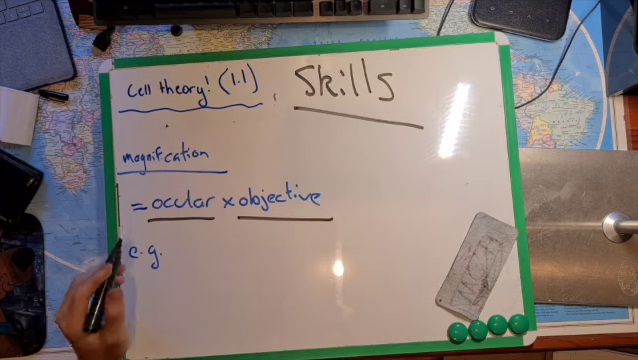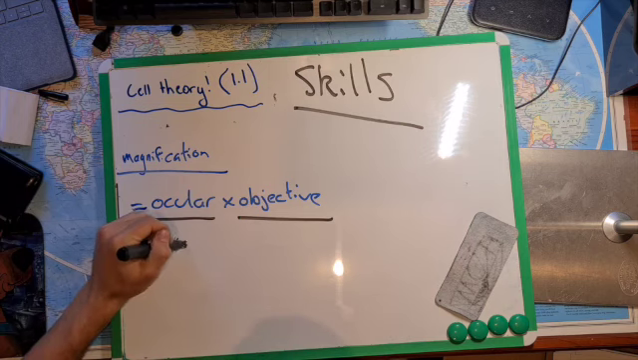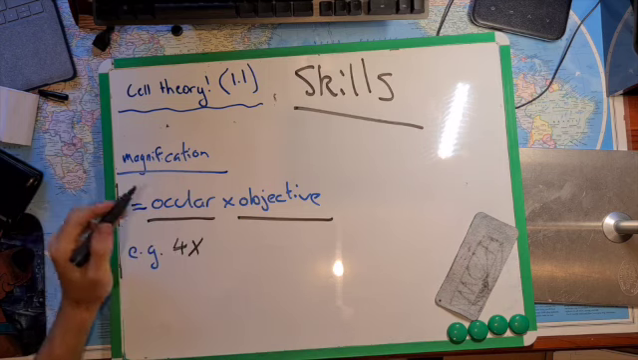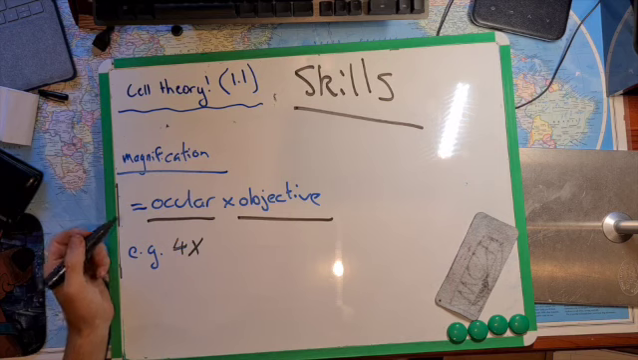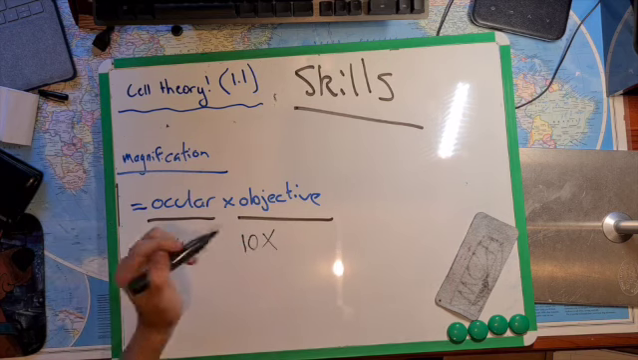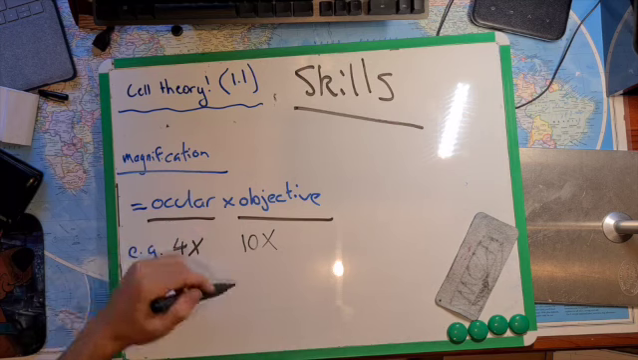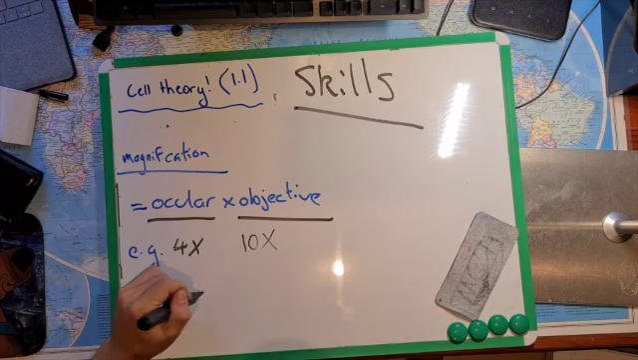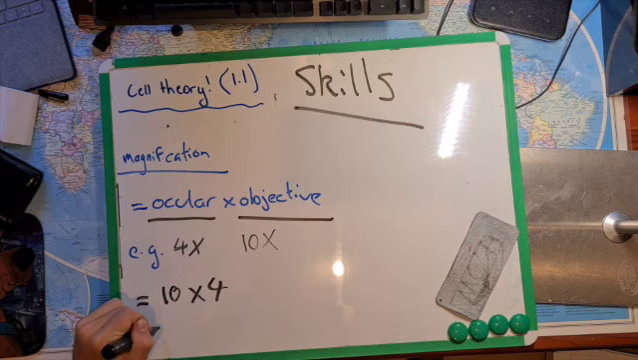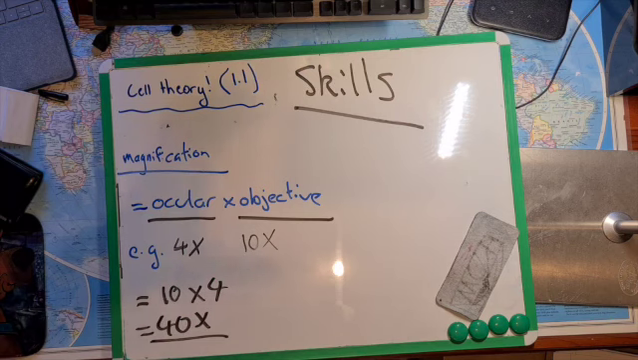As an example, let's denote the objective lens to have 4 times magnification and the ocular lens to have 10 times magnification. When calculating, we simply substitute in the values accordingly, so it's going to be 10 times 4, with the overall magnification therefore being 40x. So this is the first skill required for this course.